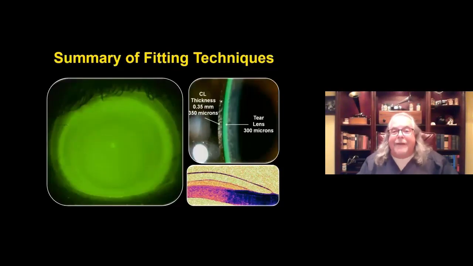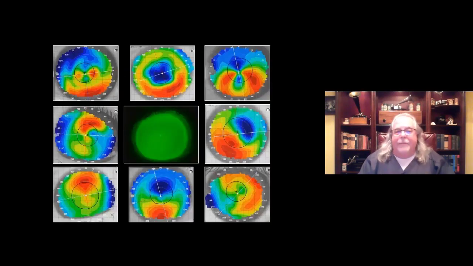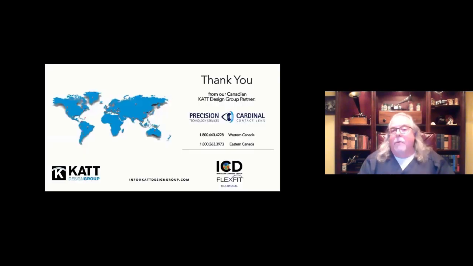Well, ladies and gentlemen, that is it. That is the ICD FlexFit lens. It has some incredible capabilities to it, and I think you're really going to enjoy working with it in clinical practice.